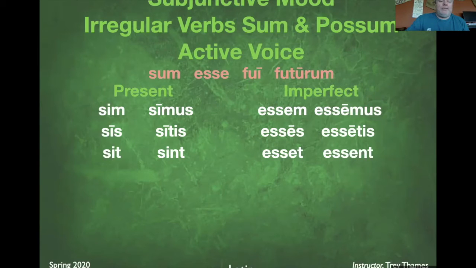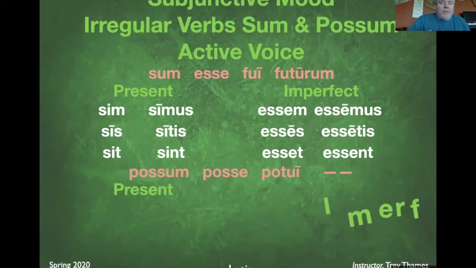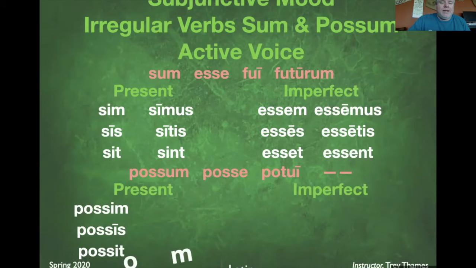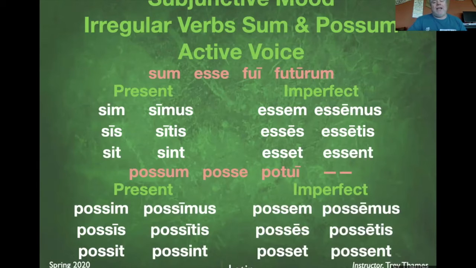And then possum, we're just going to add a pos- to the sim, sīs, sit, right? And we end up with possim, possīs, possit, possīmus, possītis, possint. Pretty easy. And then again, your subjunctive imperfect, you take the infinitive, here it's posse, and you add your endings, -m, -s, -t, -mus, -tis, -nt, and you end up with possem, possēs, posset, possēmus, possētis, possent. And so these are the irregular verbs, sum and possum, in the subjunctive mood.